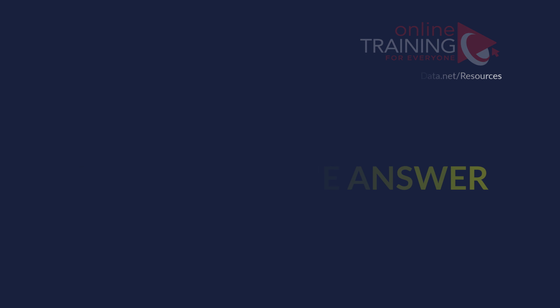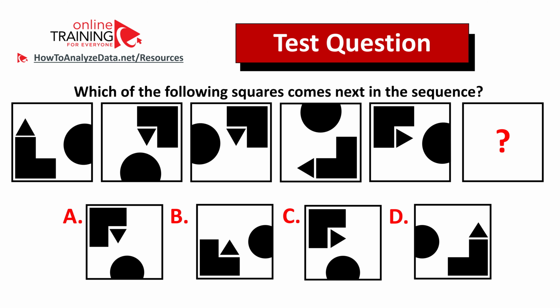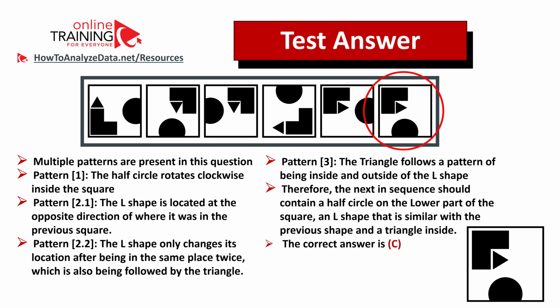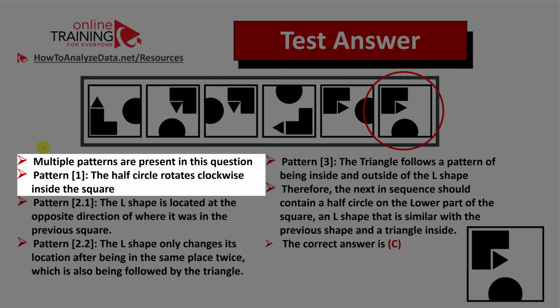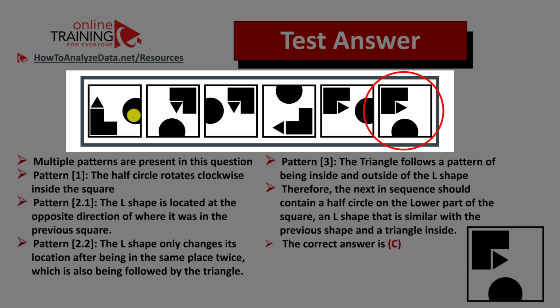Did you figure out the solution? Let's continue to see how we can get to the correct answer and solve this challenge together. As usual, my recommendation to you is always look for patterns. Let me share with you which patterns are present in this question. Obviously, there are multiple patterns present because this is the type of question you get in the test. The first pattern is where half circles rotate clockwise inside the square. The first position is on the right, the next position is at the bottom, then left, top, and then you see the cycle repeating.